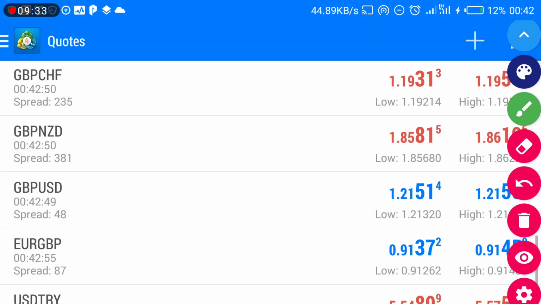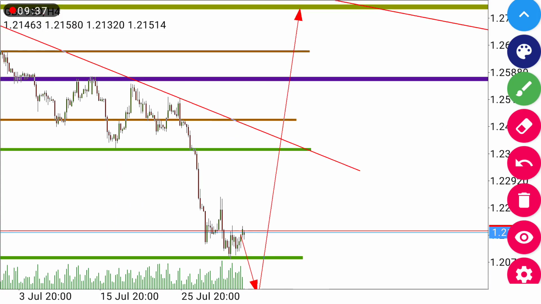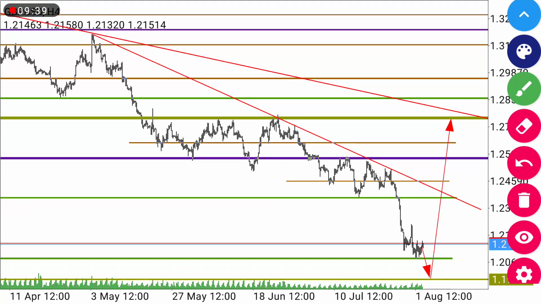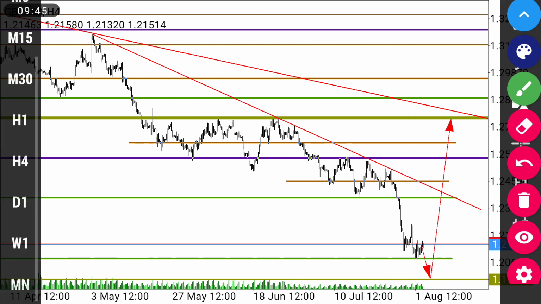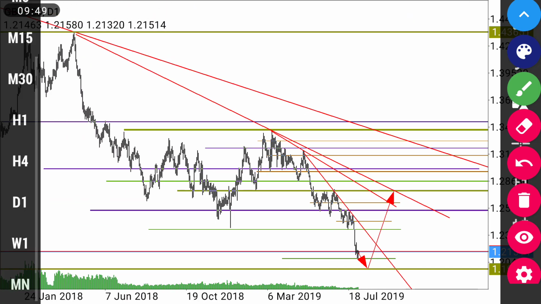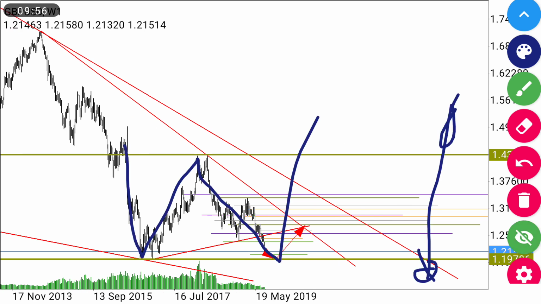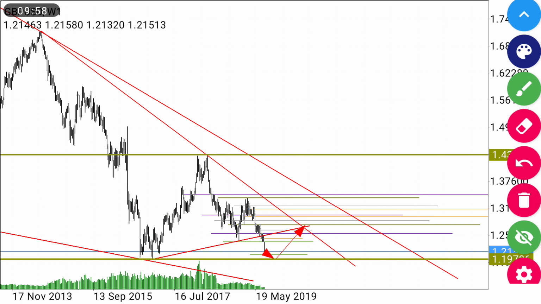Another pair is GBP USD. For GBP USD, we're going to be having a temporary down move. Then from there, at this level, we're going to push up toward this targeted area. When you go back to weekly, you can see the clear double bottoms pattern formation. So we are expecting to see price continue moving up. This is GBP USD, and this is weekly time frame.